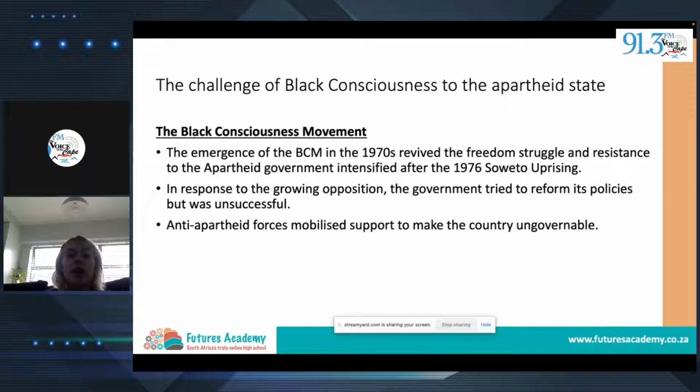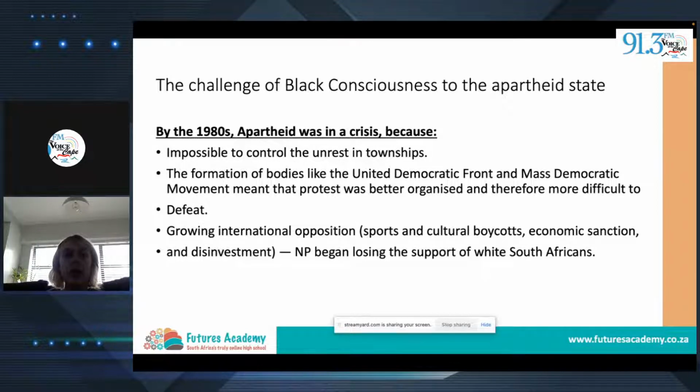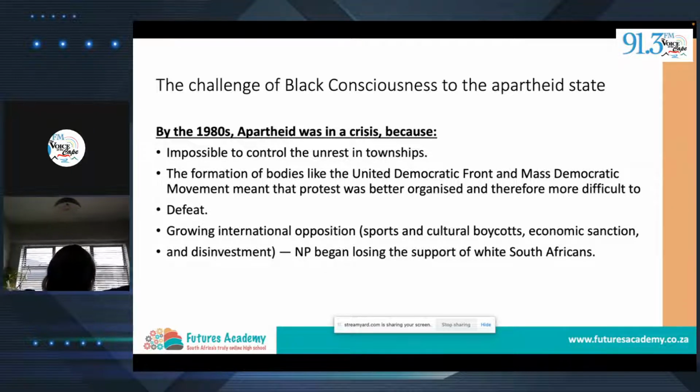In response to the growing opposition, the government tried to reform its policies but was unsuccessful. These reforms were also very superficial and didn't actually mean anything for the people of South Africa. Anti-apartheid forces mobilized support to make the country ungovernable. By the 1980s, apartheid was in a crisis because it was impossible to control the unrest in townships. The formation of bodies like the United Democratic Front and the Mass Democratic Movement meant that protest was better organized and therefore more difficult to defeat.